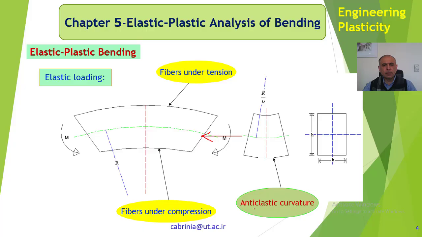Okay? And if you have a piece of rubber which is a bit thick, if you bend it, you will see this phenomenon happening. You will see that this fiber goes under compression and this goes under tension. You can actually see it. So we call this curvature R divided by mu. Mu, of course, is the Poisson ratio, and this is anticlastic curvature, right? So that was the second question that we were supposed to answer.